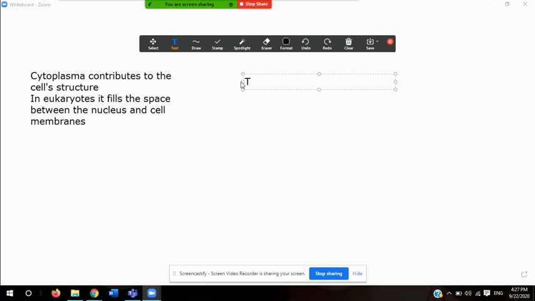So what we're going to do is give some traits about the nucleus. We're going to break it down here because there's a lot of things. It's considered the storehouse for most of the genetic information.